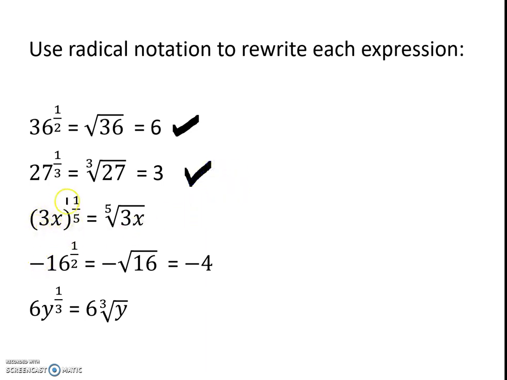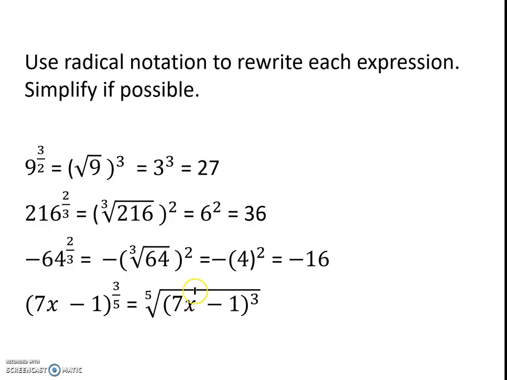The quantity 3x raised to the 1/5 is simply the fifth root of 3x. 16 to the 1/2 again is the square root of 16, which we know is 4, and that negative's hanging around out front, so we find an answer of -4. 6 times y to the 1/3 power. Y is the only thing that has the cube root. 6 is out there as a coefficient, so we have 6 times the cube root of y.